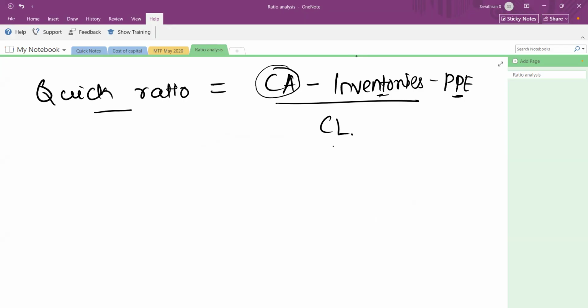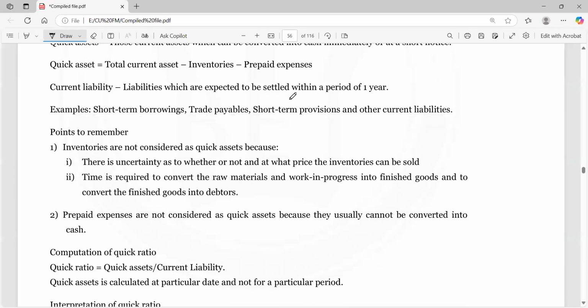Why is prepaid expenses subtracted? Because prepaid expenses cannot be converted into cash anytime. So we are subtracting it. I hope it is clear, right? So let's directly go to the numericals.